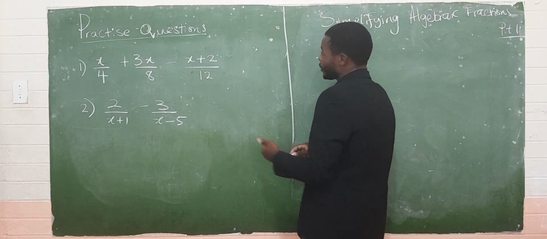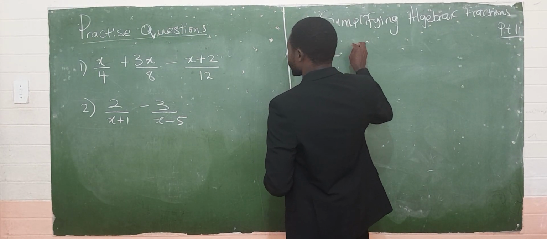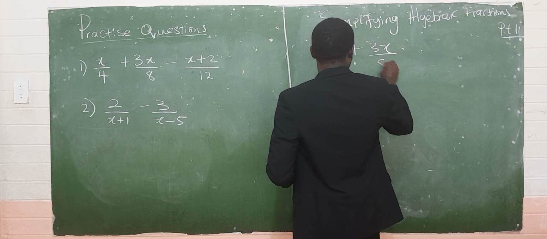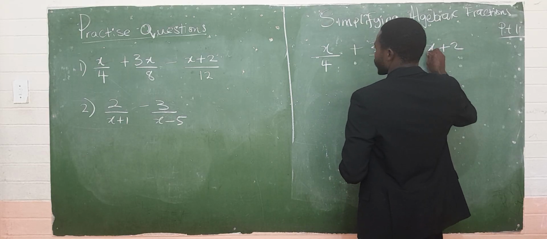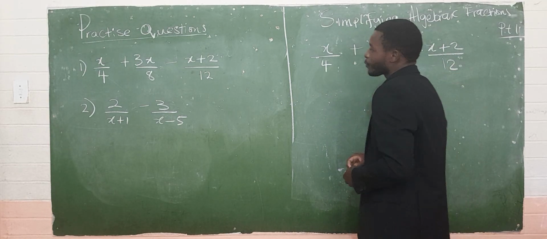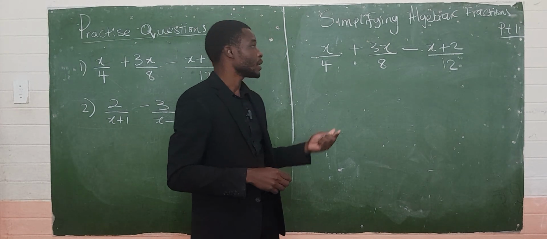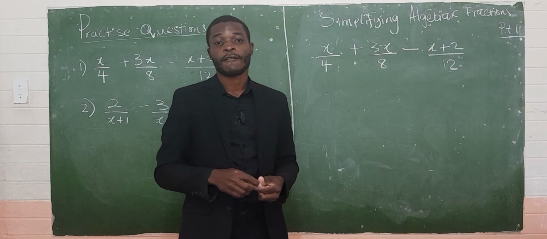With us is a question: x over 4 plus 3x over 8 minus (x plus 2) over 12. And the question will be: simplify this expression and leave your answer as a single fraction.